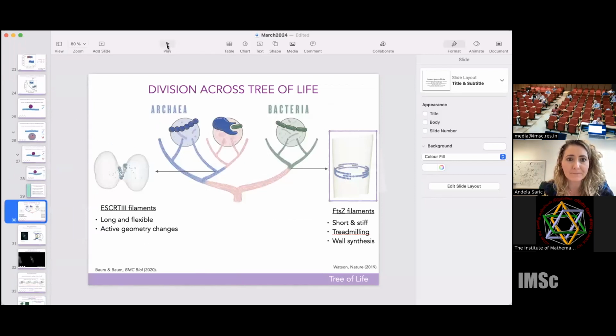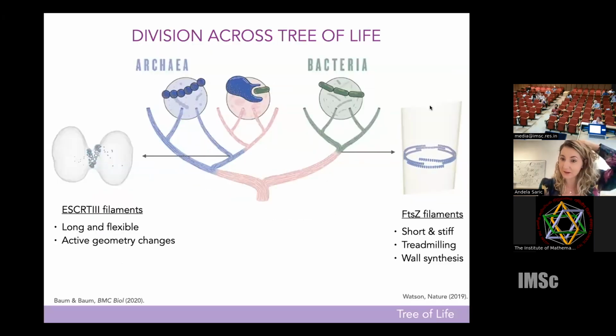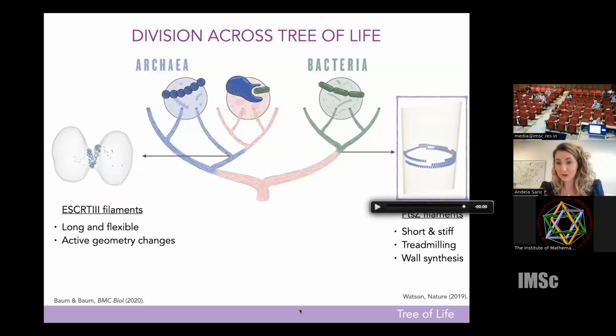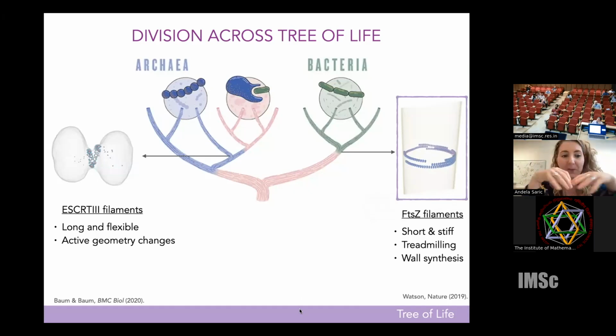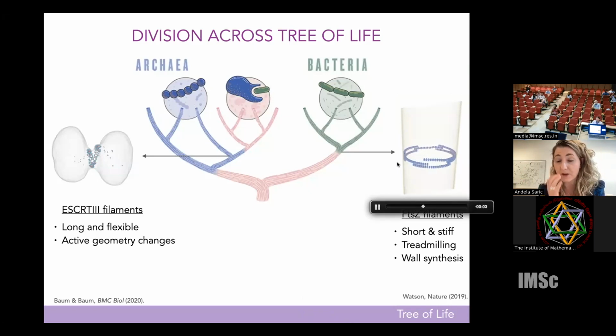in the interest of time. And I'll go to the other branch of the tree of life, which is bacteria, which divide in a different way. So they still have a filament in the middle. It's called FtsZ. And as opposed to being long and flexible and having geometry changes, it's actually full of short and stiff filaments that treadmill. So they grow and shrink and kind of run around the belly, which is what this simulation was meant to show.